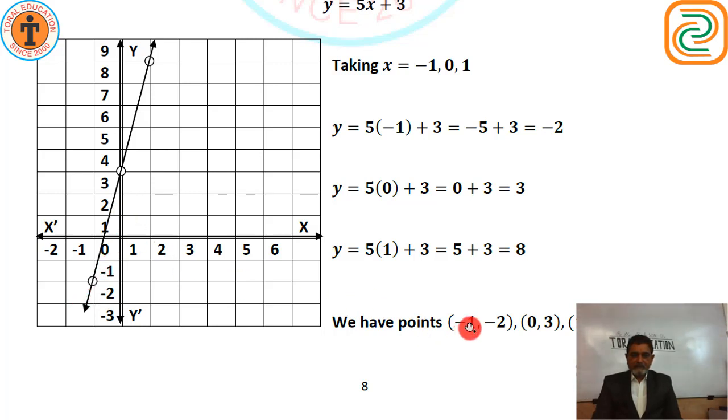First point is (-1, -2). This is y minus 2 and x minus 1. Second point is (0, 3). Here the x coordinate is 0, so the point will be on the y axis. So this is (0, 3). And this one is (1, 8). So draw the line here and you will get the graph.